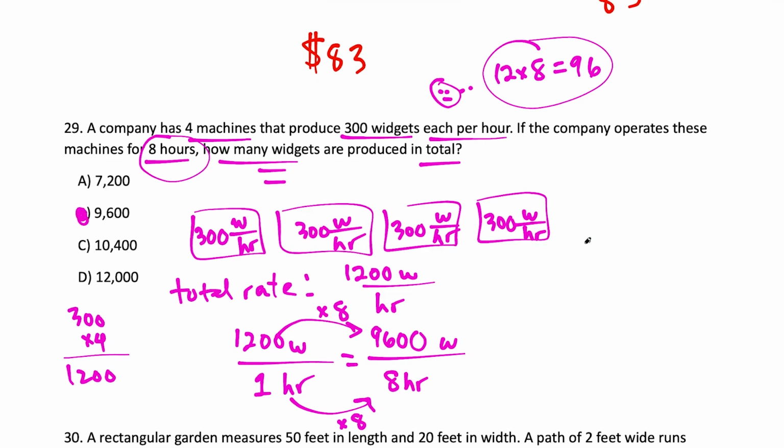If you want to do the long multiplication, you just have to do 1200 times 8. You have 8 times 0, 8 times 0, 8 times 2 is 16, carry the 1, and then 8 times 1 plus 1 is 9. So either way, we're getting 9,600 widgets, and that's going to match up with choice B.